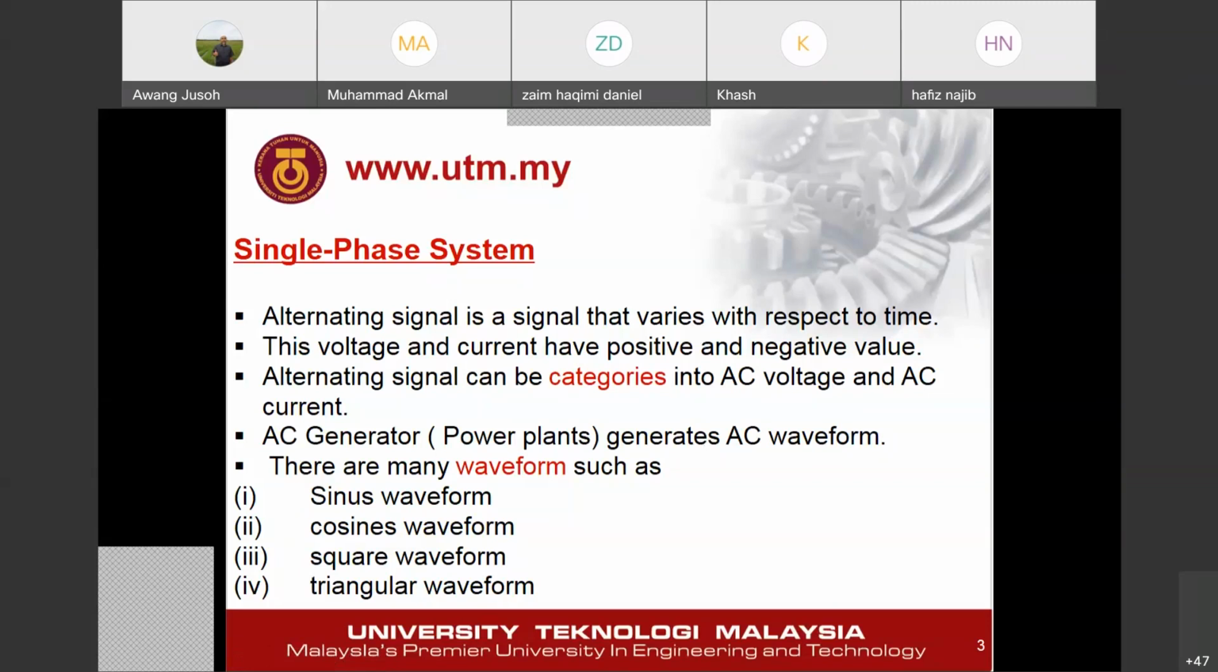We have some other sources, but the most common ones are from the TNB and from the inverter. That's a source of AC waveform that we can have.